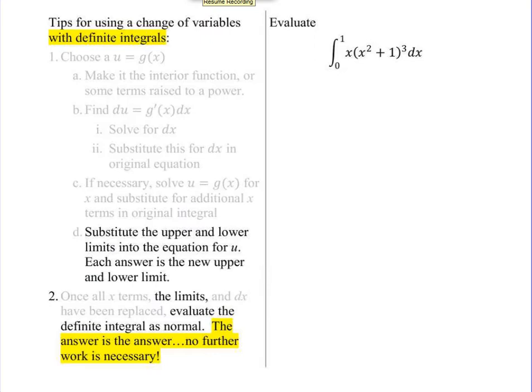All right, so all of these steps are exactly the same as what you've seen before, with the exception of what is not grayed out. So this is with definite integrals. Part D down there: substitute the upper and lower limits into the equation for u. Each answer is the new upper and lower limit. And then step 2, once all x terms, the limits and the dx have been replaced, then evaluate the definite integral as normal, and then the answer is the answer.